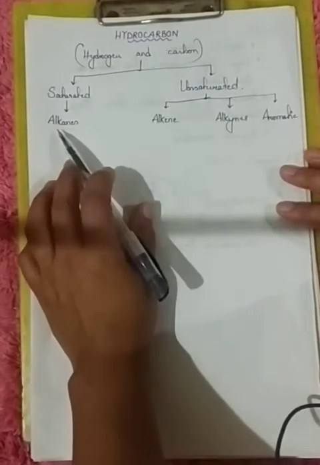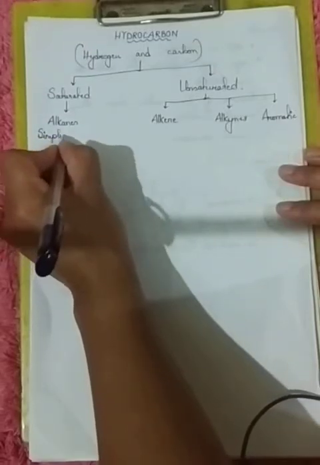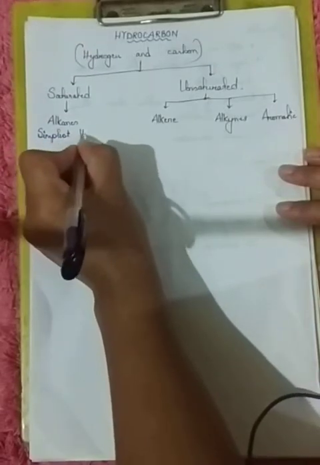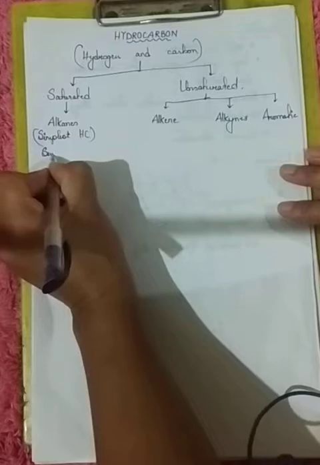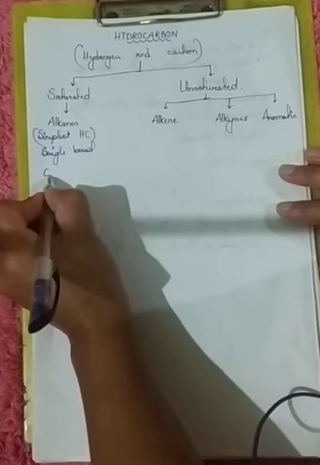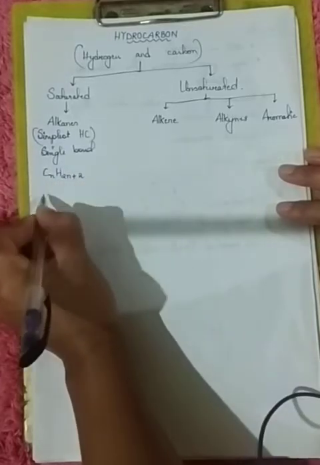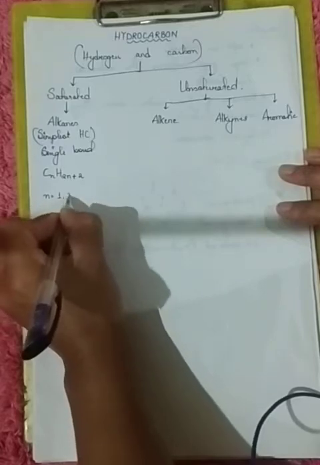Firstly, alkanes. Alkanes are the simplest hydrocarbons. Let me write HC means hydrocarbon. They consist of single bonds and have a general formula of CnH2n+2, where n starts from 1, 2, 3 and so on.